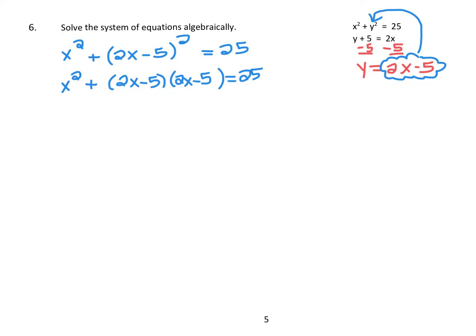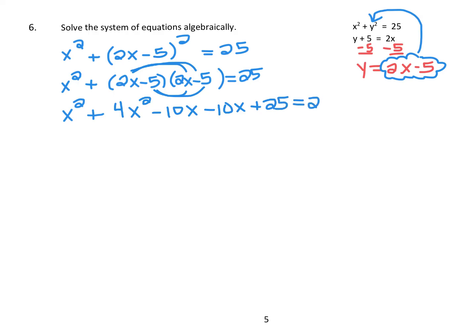So I am back, and I'm going to just keep solving. So let's bring down the x squared and the plus sign. And then here we're going to have to double distribute. So 2x times 2x is 4x squared. 2x times negative 5 is negative 10x. Negative 5 times 2x is negative 10x. And negative 5 times negative 5 is positive 25. All right, we're going to bring down the equals 25.